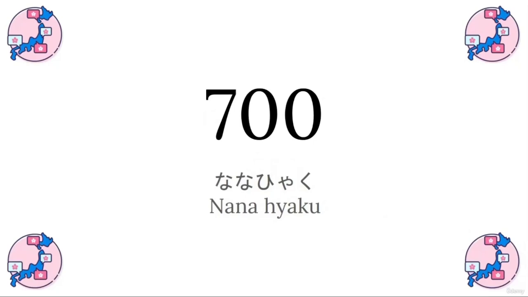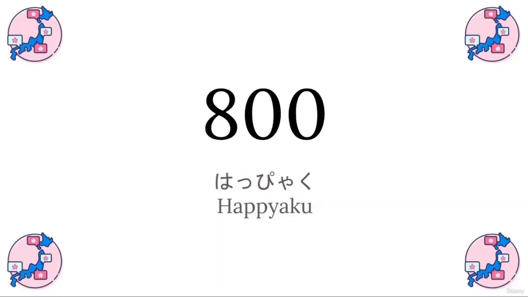700. 800. So here we have not only P but also small t. 800. So P becomes double. P. 800.